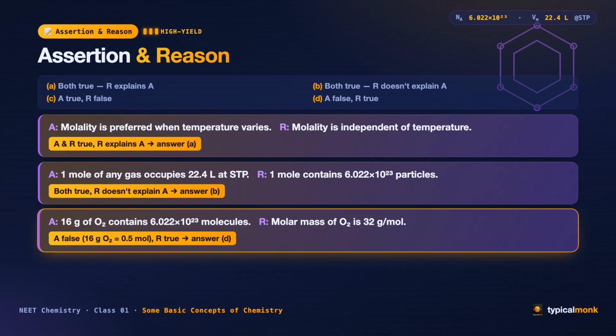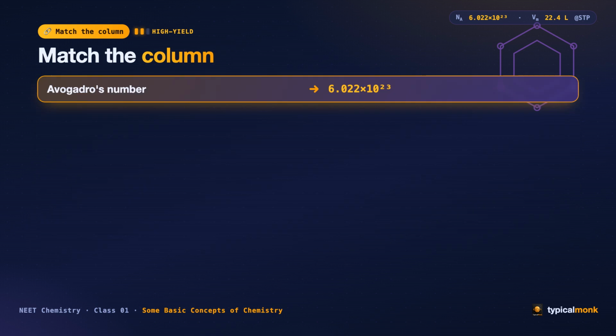If a full mole weighs 32 grams, then 16 grams is only half a mole. So it holds only half of Avogadro's number of molecules. The assertion is false. The reason is true. Option D.